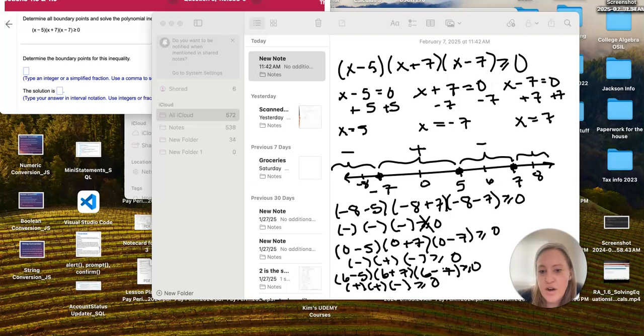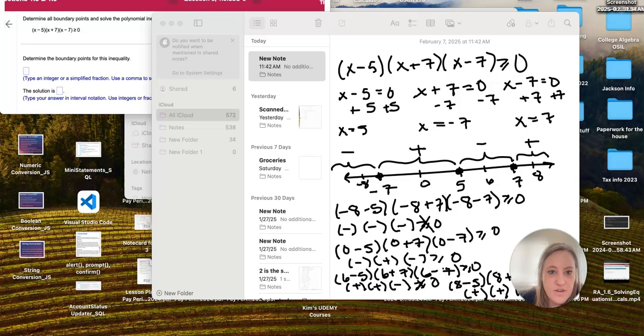So now we're going to do our last one. We're going to test for 8. I'm running out of space, sorry guys. So we'll have 8 minus 5, 8 plus 7, and 8 minus 7. And is that greater than or equal to 0? Well, in this first case, we have a positive, because 8 minus 5 is still a positive number. 8 plus 7 is a positive number. 8 minus 7 is a positive number. So in this final case, we have that it is a positive interval, and it will be part of our solution.